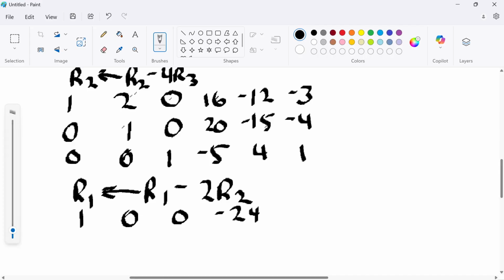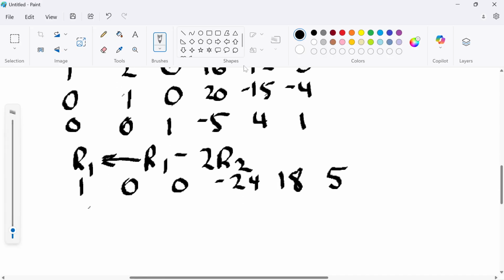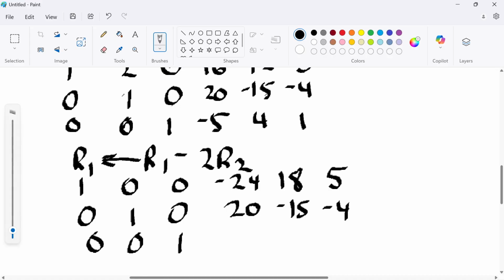Negative 12 minus 2 times negative 15. Negative 12 plus 30 is 18. And negative 3 minus 2 times negative 4, which is plus 8. Plus 8 minus 3 is 5. And then these are just what they are. 0, 1, 0, 20, negative 15, negative 4, 0, 0, 1, negative 5, 4, 1.